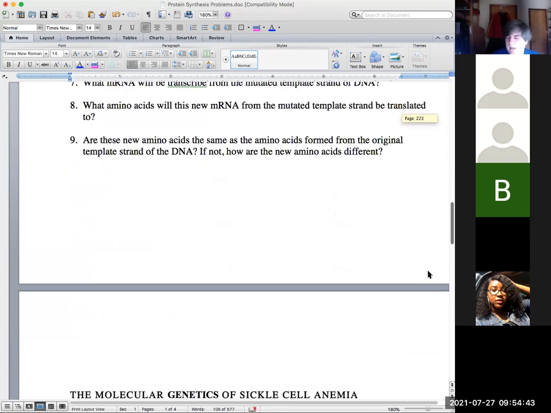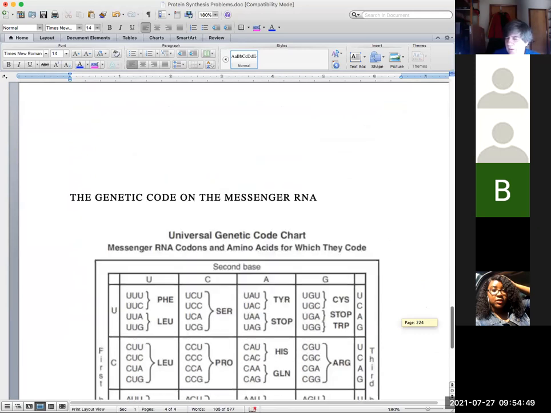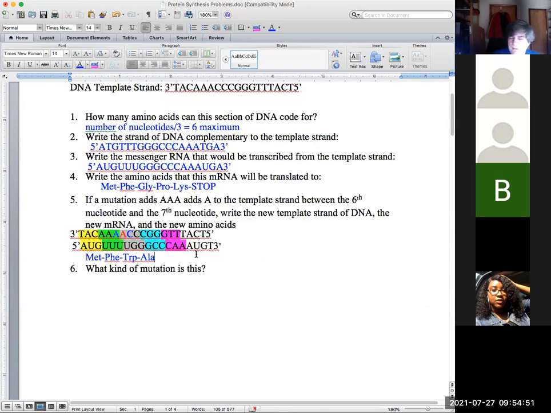Now we have CAA. And that's glutamine. And then finally, we have an AUG here. Well, AUG is MET. Notice that there can be MET amino acids in our protein. They don't have to only be at the start.